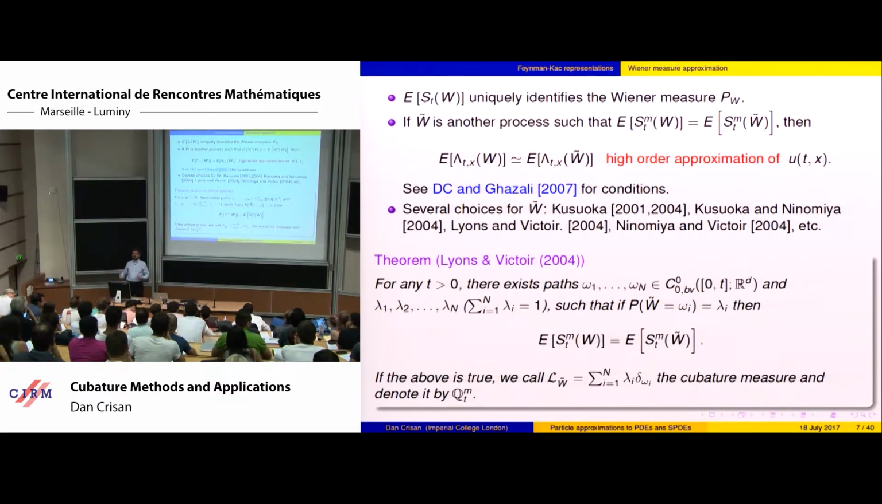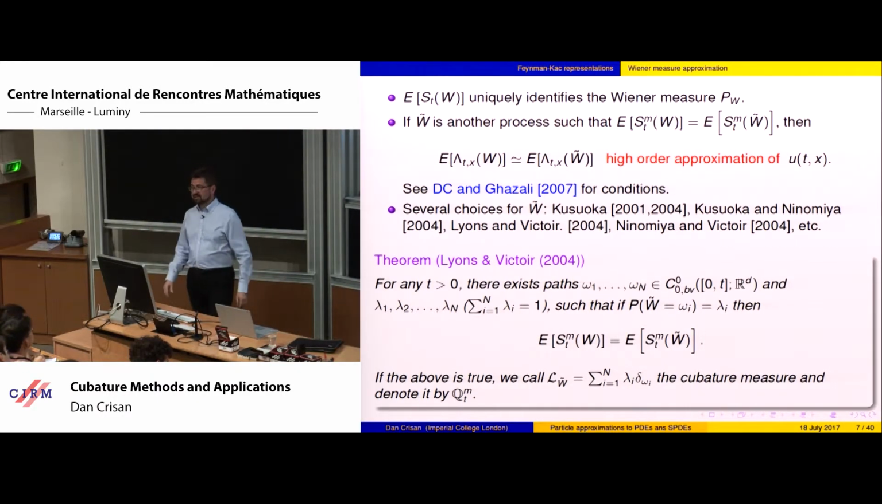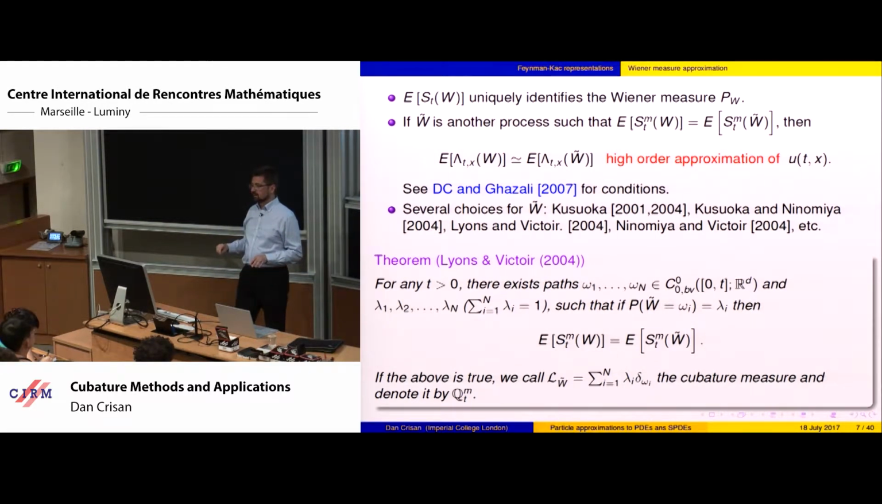So any other process for which the expected value of the iterated integrals is the same as the expected value of the iterated integrals of Brownian motion will have the same law. That's fine. But now let's suppose that you take another process that matches the expected value of its signature, not for all iterated integrals, not the entire signature, but the truncated signature. So you say, okay, I'm taking a process such that the truncated expected value of its signature matches the truncated expected value of the signature of Brownian motion. What can you say about the corresponding laws?